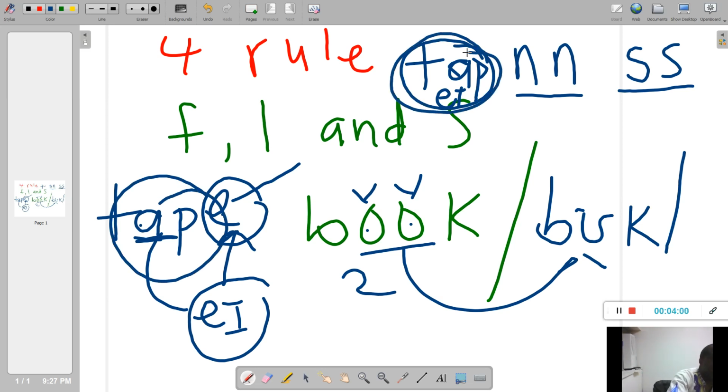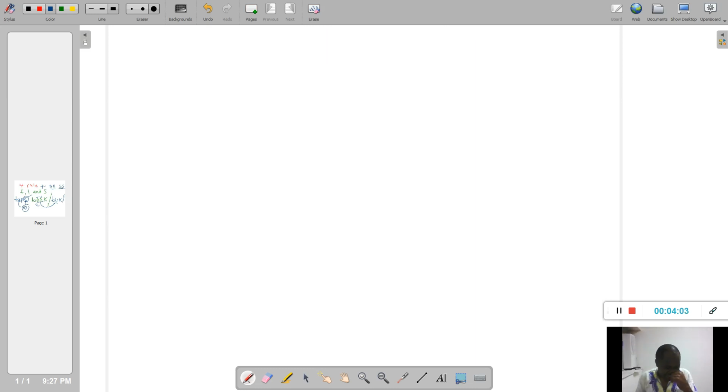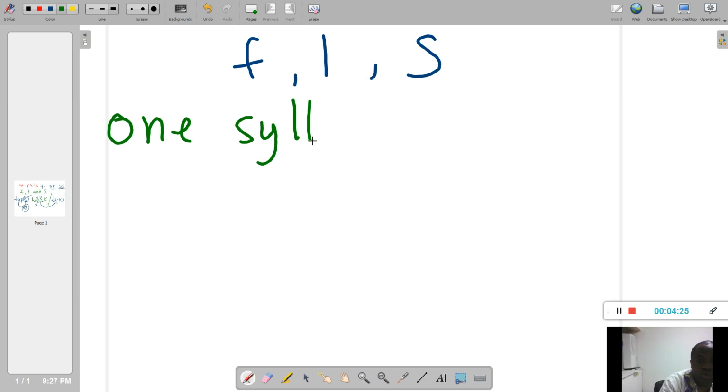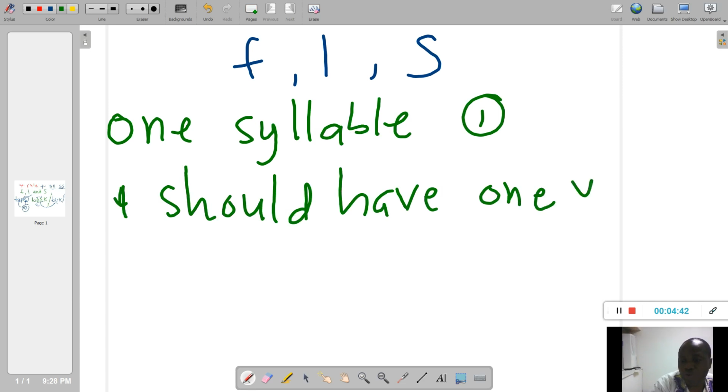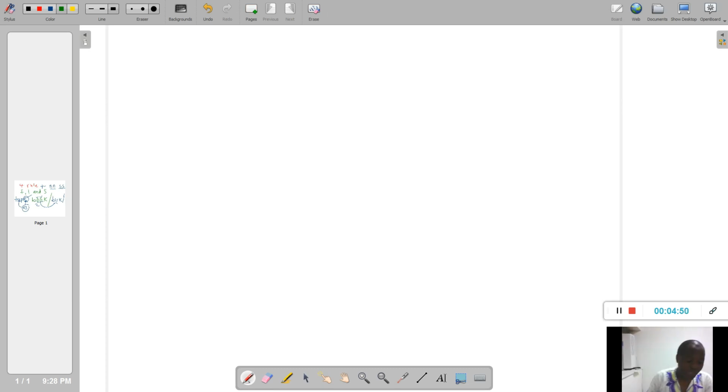So let's look at some examples so that we'll be able to understand better. We are saying to double the consonants F, L, and S when they are at the end of a word with 1 syllable that has just 1 vowel. So there are 2 reasons. Number 1, it should be a 1-syllable word, very important. Number 2, it should have just 1 vowel. Very, very important. This is what we're talking about.